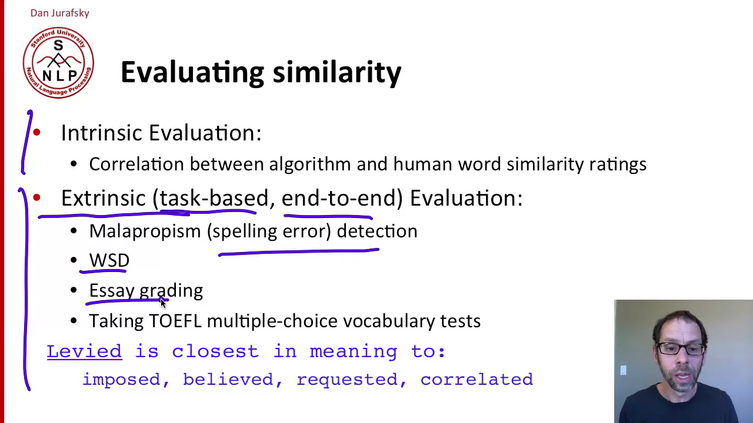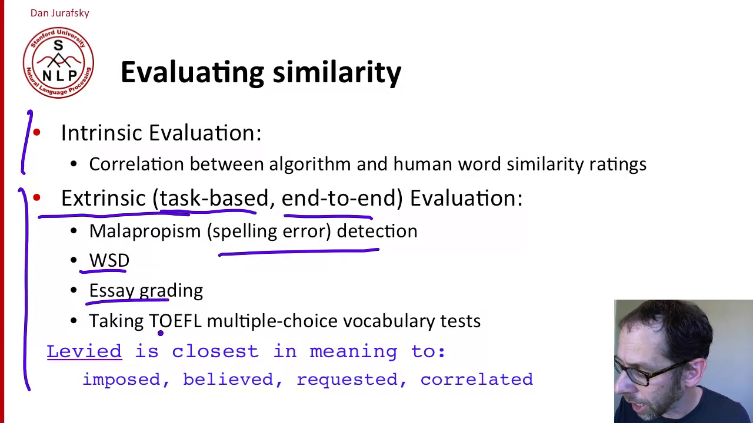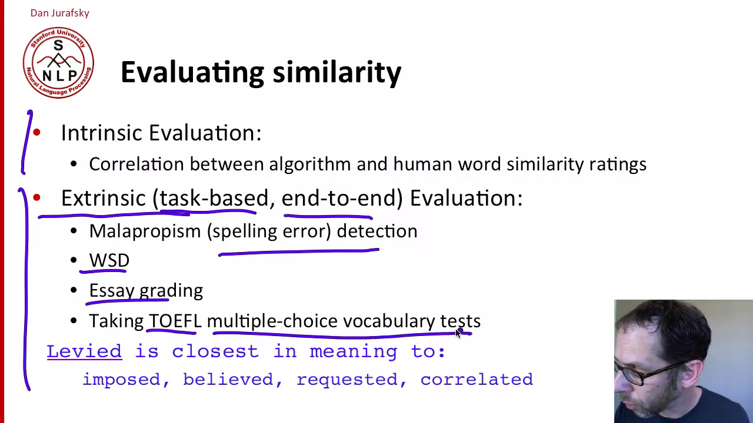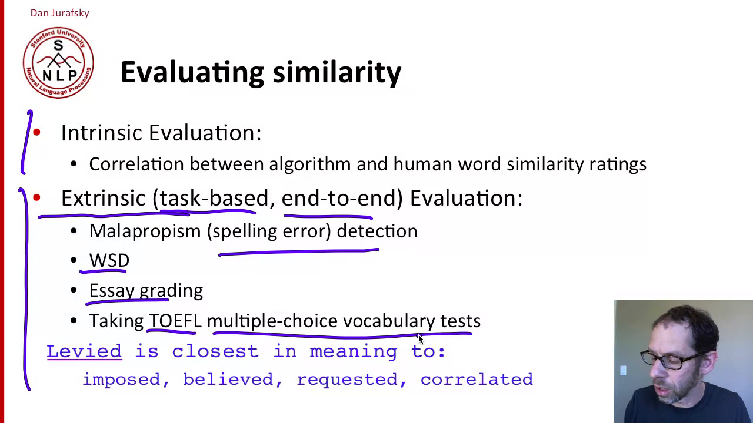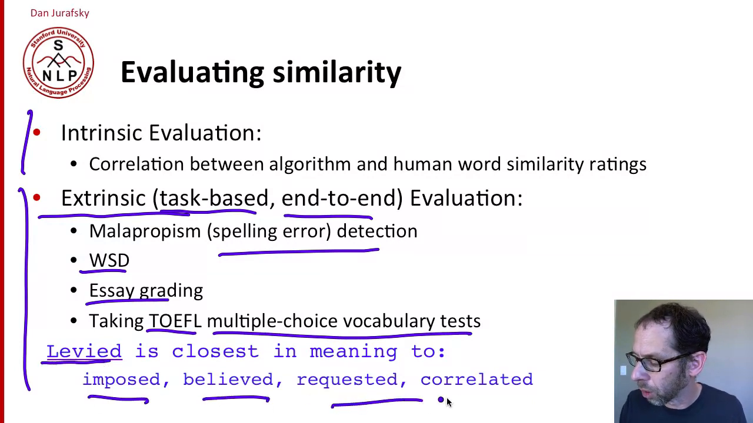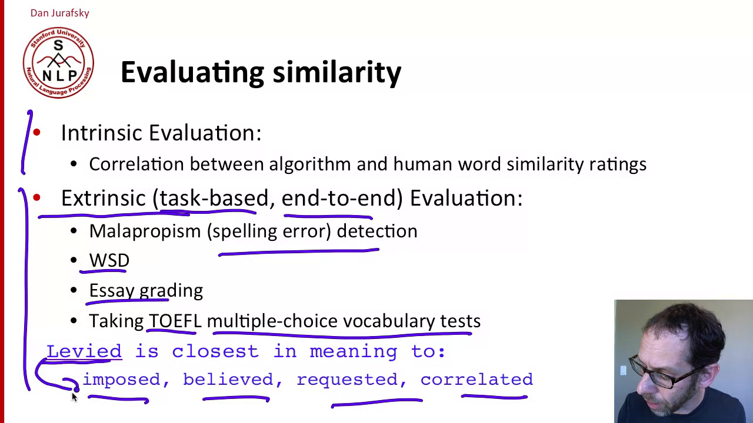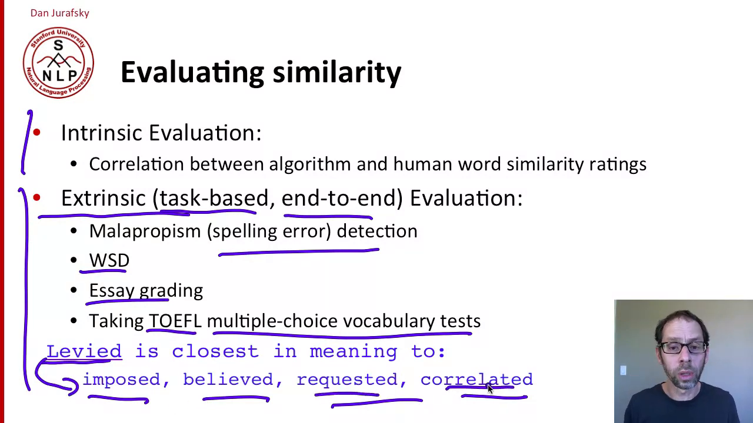A common simple extrinsic test that's used is taking the test of English as a foreign language, or TOEFL, multiple choice vocabulary tests. So here we have questions like levied is closest in meaning to which of these four words. And we can simply take our similarity metric, compute the similarity between levied and imposed, levied and believed, levied and requested, levied and correlated, and see if our metric returns the right answer, the most similar word, or the correct answer is imposed.